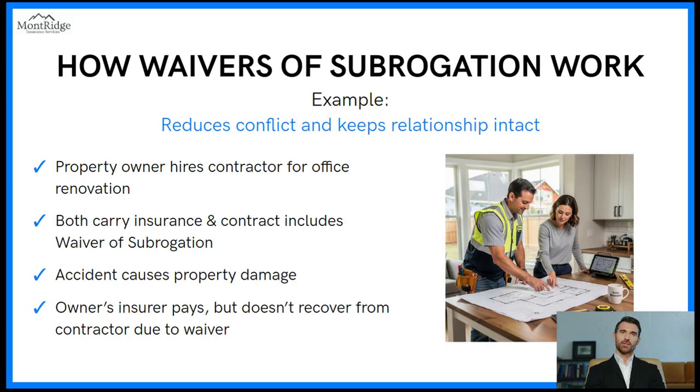How waivers of subrogation work. Example: a waiver reduces conflict and keeps the relationship intact. A property owner hires a contractor for an office renovation. Both carry insurance and the contract includes a waiver of subrogation. An accident causes property damage. The owner's insurer pays but doesn't recover from the contractor due to the waiver.